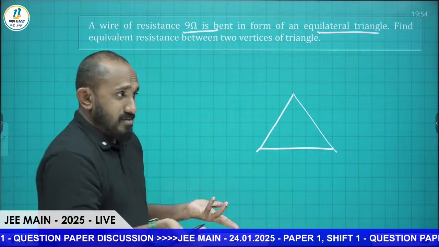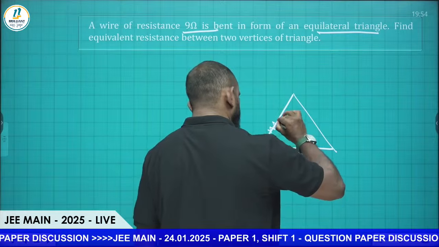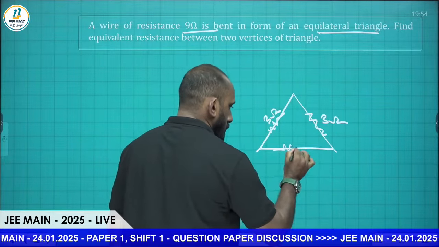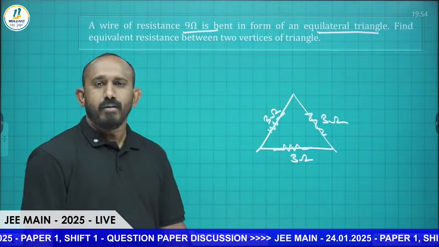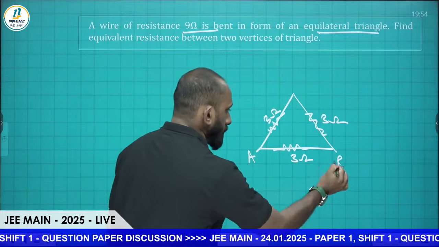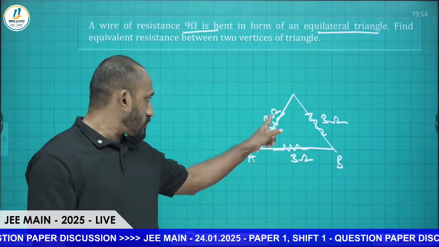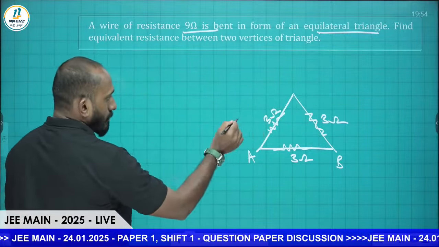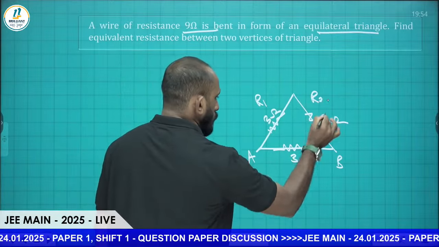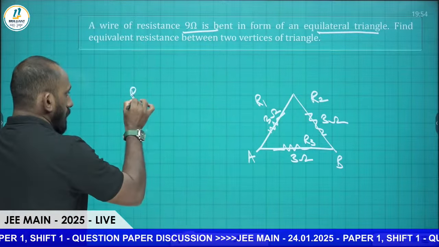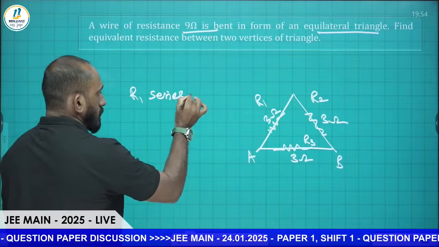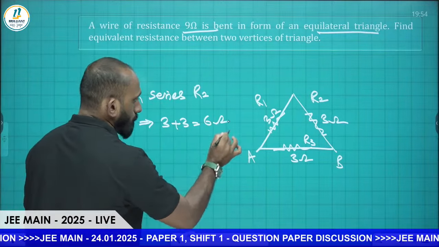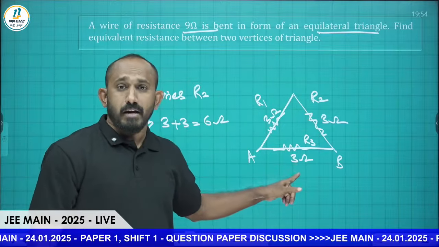So 3 equal pieces. How much is it? Yeah, it is 3 ohm here, 3 ohm here and 3 ohm here. Across AB, for example, what is the net resistance? So here, this 3 and this 3 are in series. So here we have suppose R1, R2, and this is R3. R1 in series with R2 gives you what? 3 plus 3, that is 6 ohm. And that 6 ohm is in parallel with the R3.